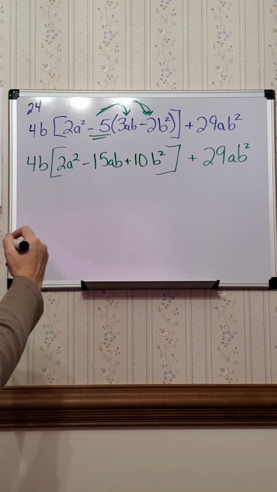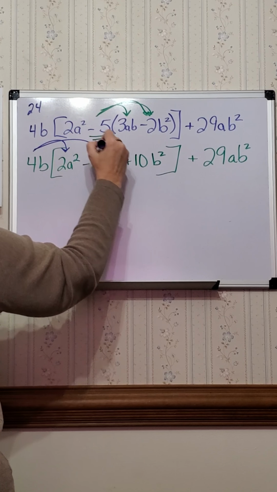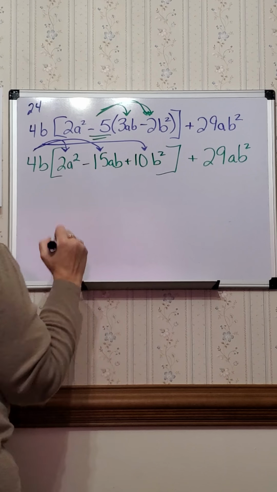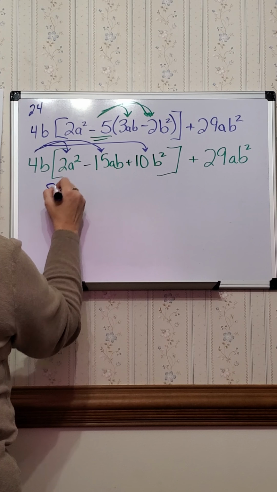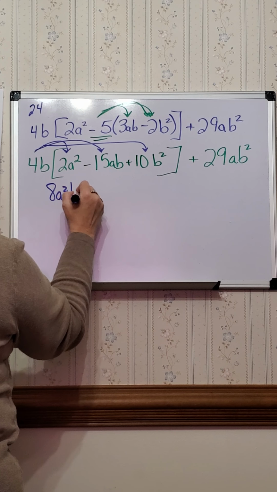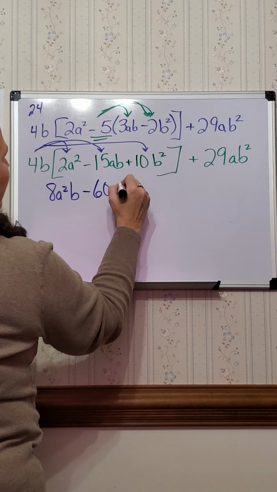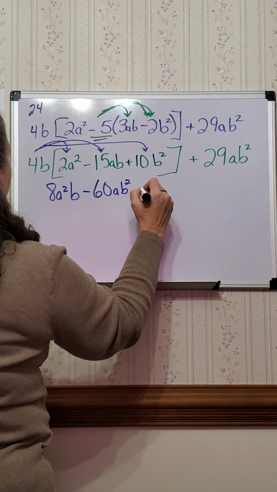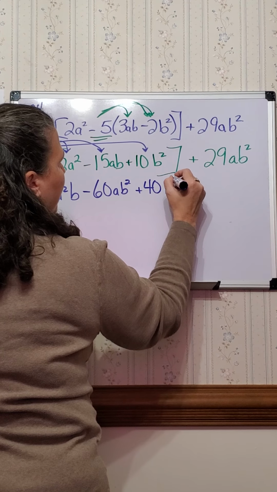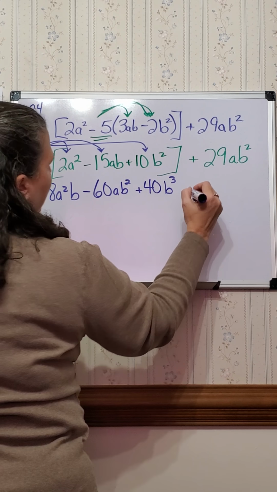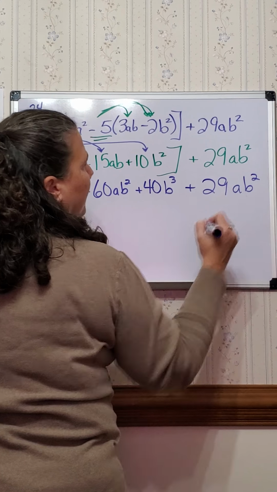So I'm going to start by doing distributive. I'm going to distribute this to each one of those. So I'm going to end up with 8a squared b minus 60ab squared plus 40b to the third, and I'm going to bring down that 29ab squared.